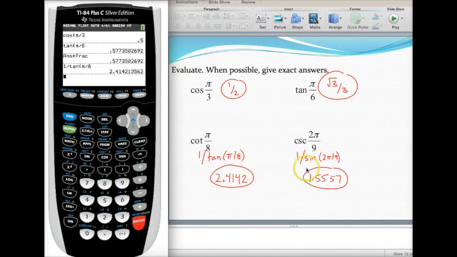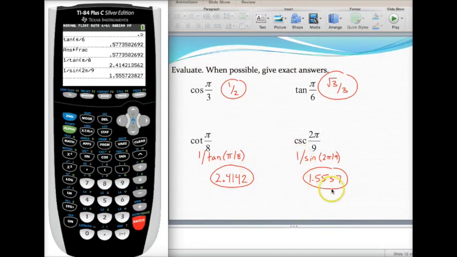Okay, last one we'll do then is the cosecant. I need to recognize that cosecant is the reciprocal of sine. And so the only way to enter this in a calculator is to do 1 divided by sine. Some people think this means second sine, and that's not at all the same thing. The only way to do it is as a reciprocal, 1 divided by sine of whatever you got. So we got 2 pi over 9. And I can see that that's where I got the 1.5557 from.